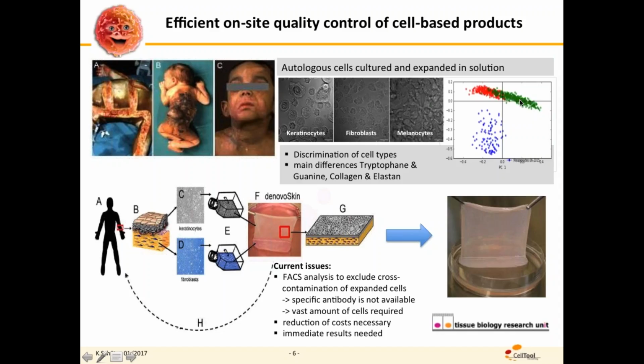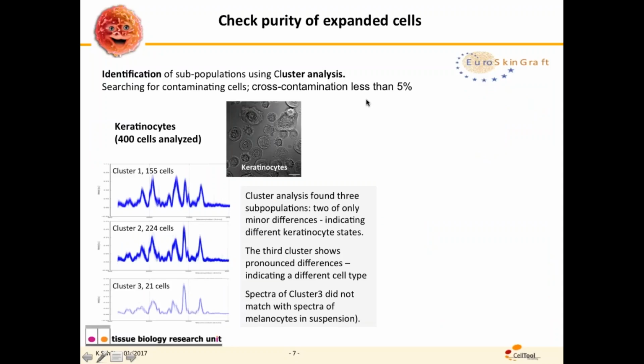And when we look now into the analysis, how can we make sure that we get less than 5% cross-contamination? That is what Swissmedic asked for. We had to develop a different kind of analysis. In this case, we use a so-called cluster analysis. What we do is take all the cells that we have analyzed, 400 cells, to measure how many different clusters we get. And we got 3 different clusters.